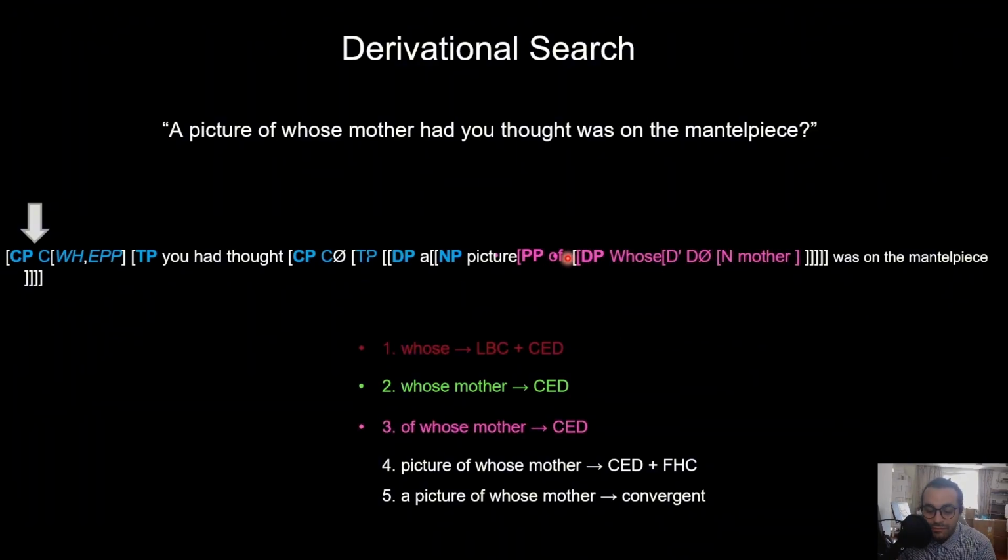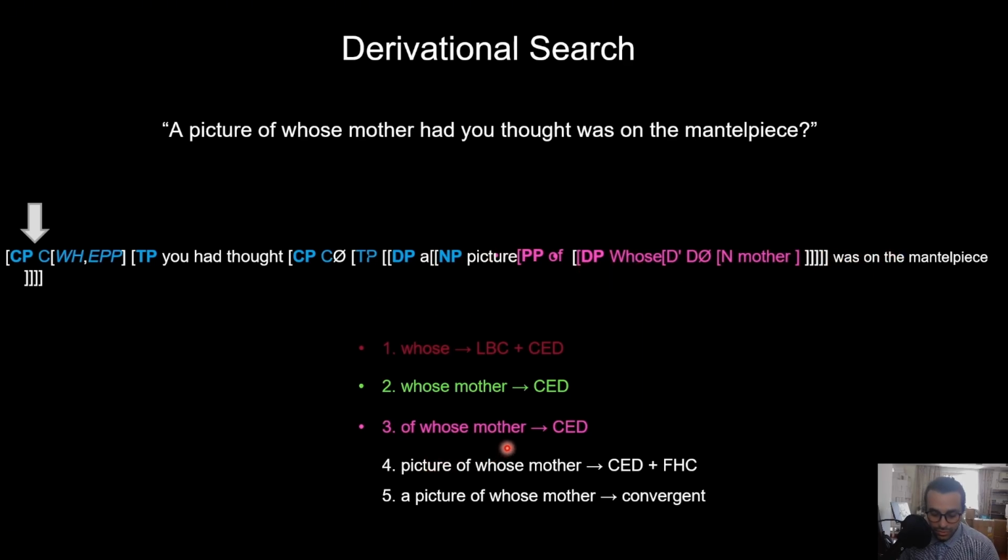What if we take the "of" with us? What if we take the PP now? The sentence will then be: of whose mother you had thought a picture was on the mantelpiece. Still unacceptable and ungrammatical. Why? Same reason. It is not in a complement position, and I'll let you see this for yourself. As you can see, it is still in the specifier position for this smaller TP here.